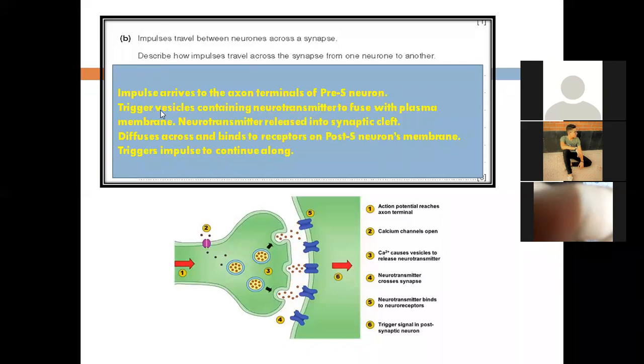If you want to take it like this: impulse arrives at the axon terminal of the presynaptic neuron, triggering vesicles containing neurotransmitter to fuse with the plasma membrane. Neurotransmitter is released into the synaptic cleft, diffuses across and binds to the receptor on the postsynaptic nerve membrane, triggering the impulse to continue along. Okay? If you want to study the slide, you can.